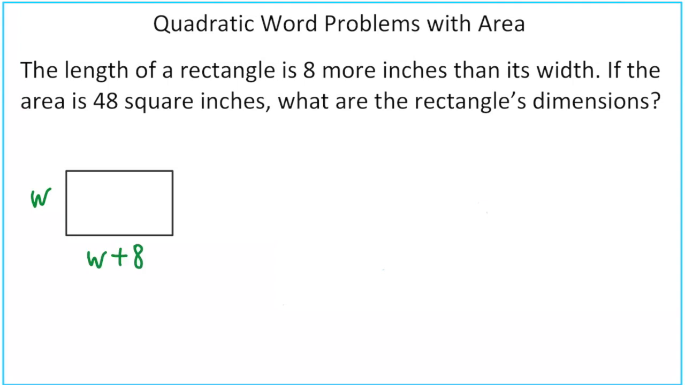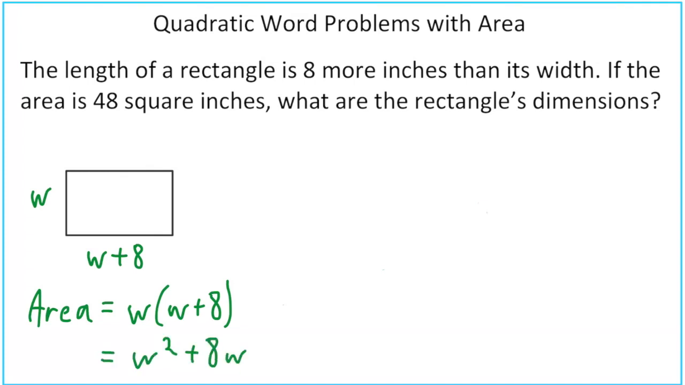Now you can always use X or N or whatever variable you want. How do we find the area of this rectangle? Well, area is base times height, or length times width. So our area is W times W plus 8. As soon as we distribute this, you should recognize why this is a quadratic word problem. When we distribute, we get W squared plus 8W, and that's quadratic with the W squared. So how do we set up our equation? We can say that W squared plus 8W is equal to our area of 48.